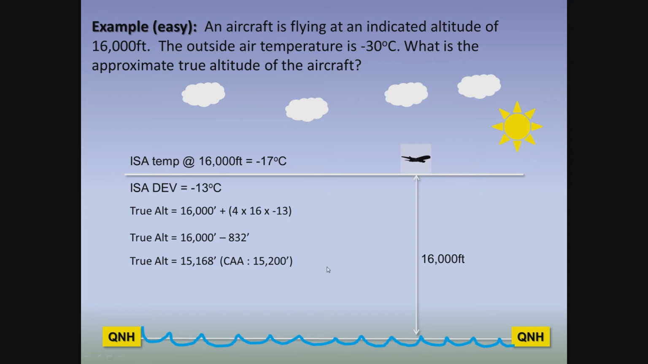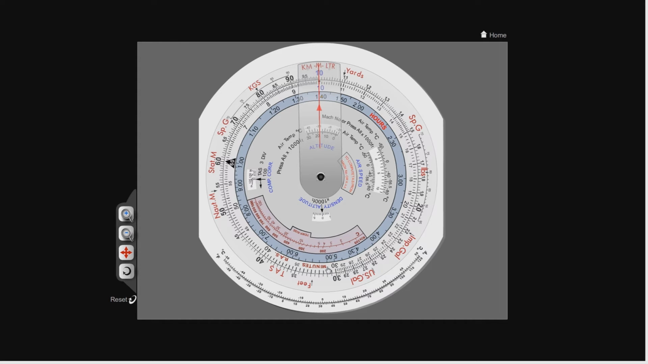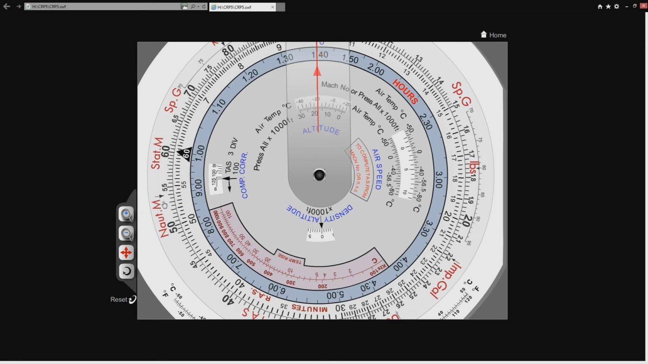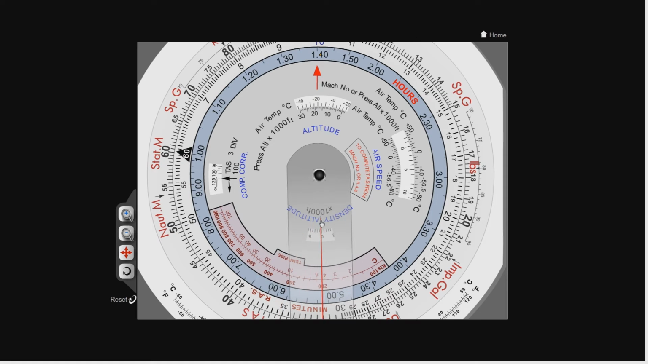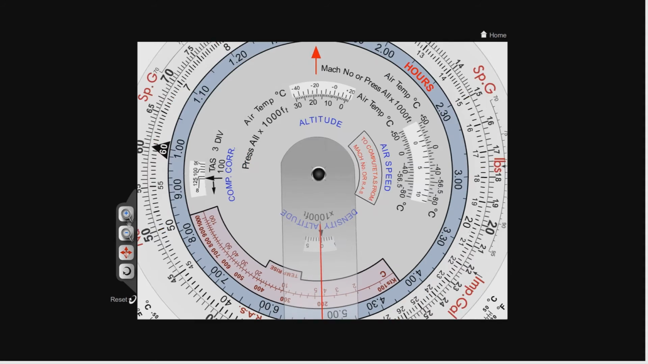So that's how you do the calculation according to maths. Let's now do that on the CRP-5 and see if we get a similar answer. So I'm going to find my CRP-5 here. And for this we're going to be using, as I said previously in the density altitude video, the altitude window for true altitudes. Remember, airspeed window for density altitudes, altitude window for true altitude calculations.